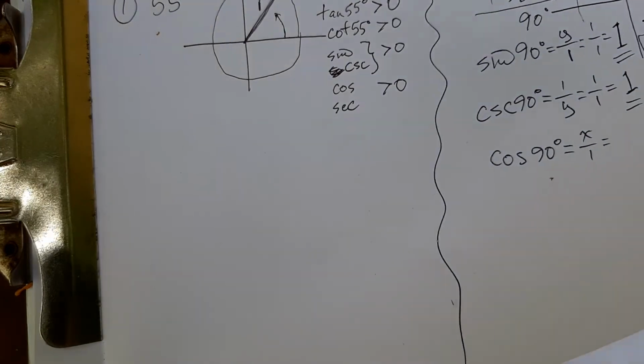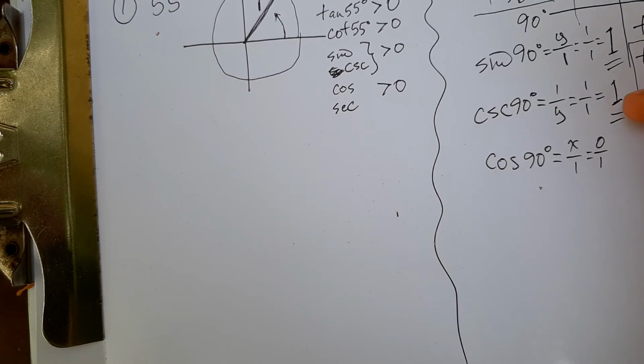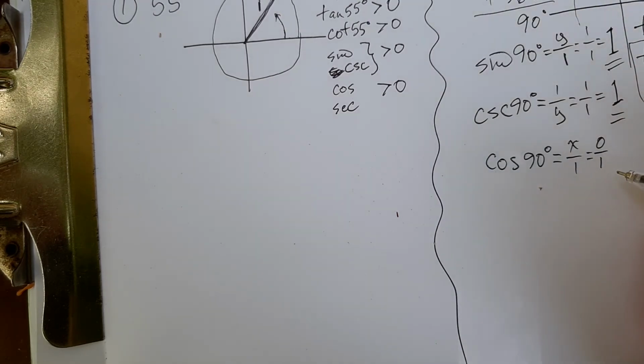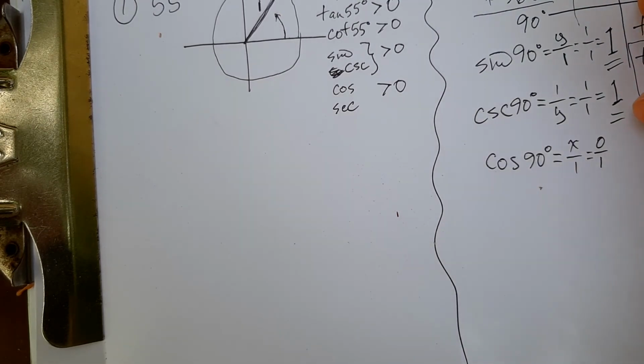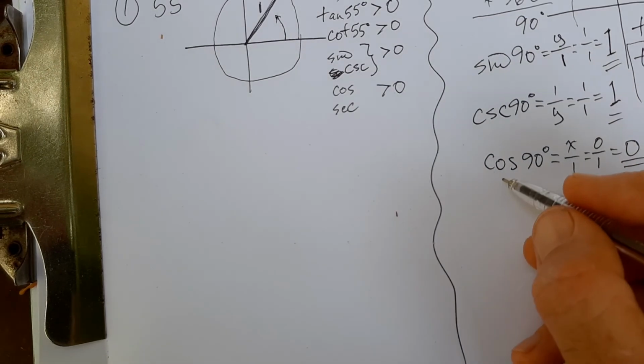I'm sorry, oops, be careful. I almost made a mistake. It's 0, right? The x coordinate is 0. So 0 over 1 is 0. Ooh, and here's a cool one.